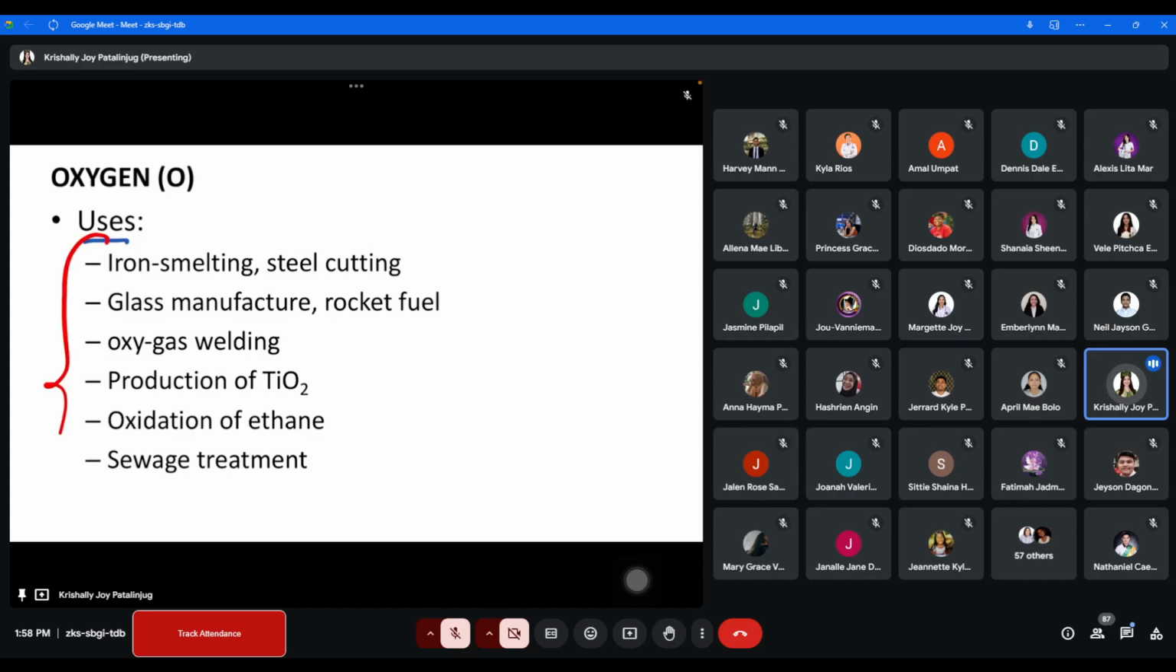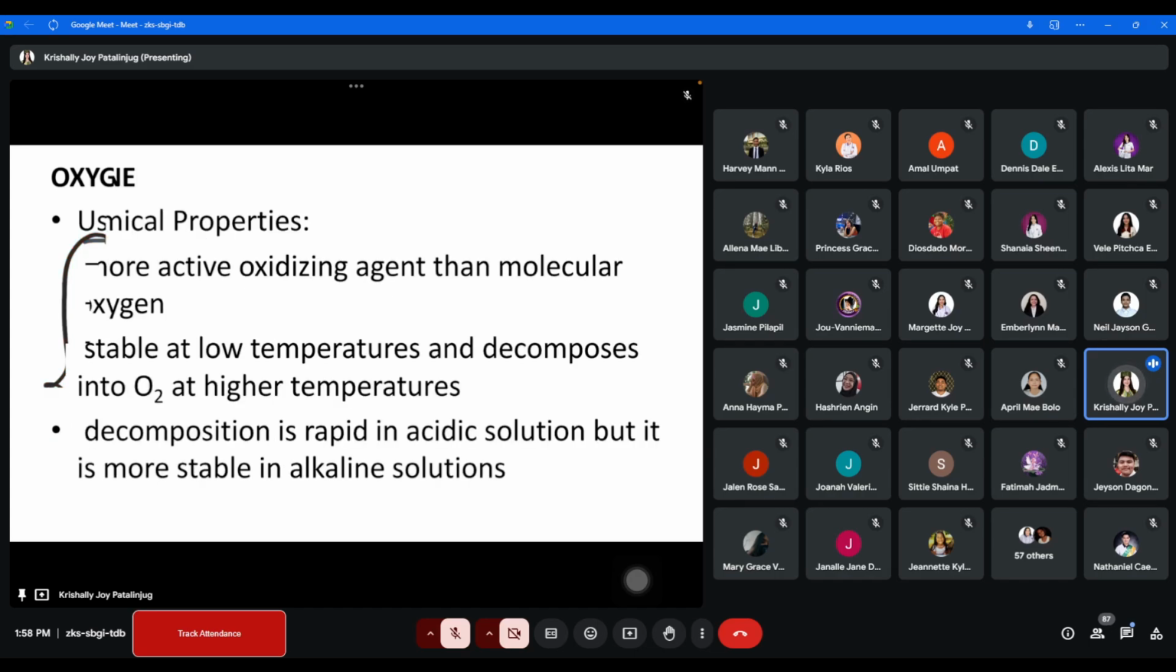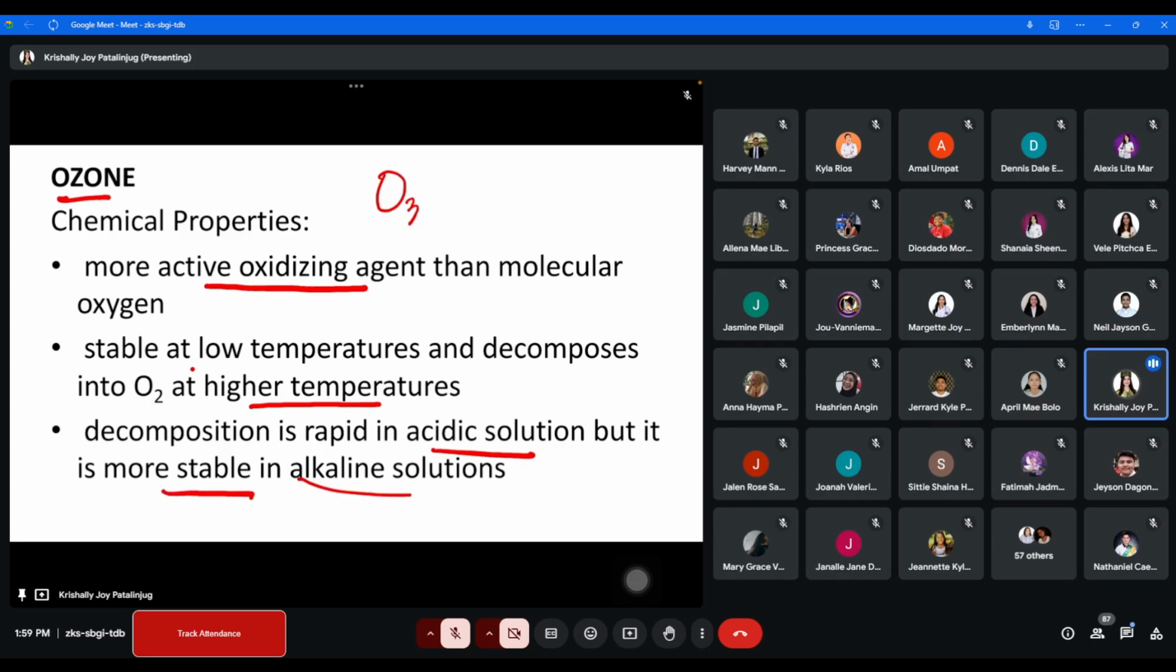Kindly take note that these are the industrial uses of oxygen. Okay, ozone. Ozone has 3 atoms of oxygen, triatomic. So it is considered a more powerful oxidizing agent than molecular oxygen. It is stable at low temperature, but at higher temperature it decomposes. Its decomposition is very rapid in acidic solution, but it is very stable in alkaline solution.